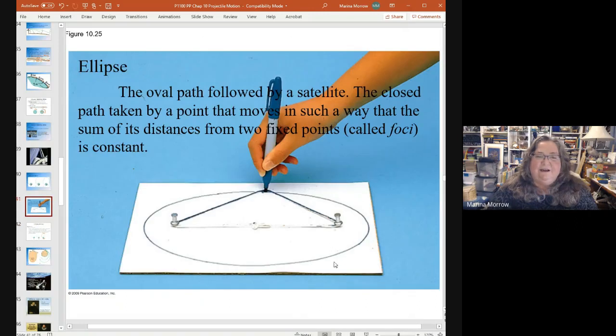If you've never drawn an ellipse, it's kind of fun. You can put 2 pins in some paper, put a piece of string around them, put your pen in, and draw a beautiful oval shape.